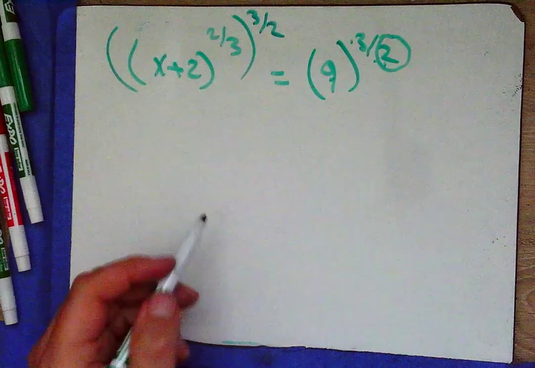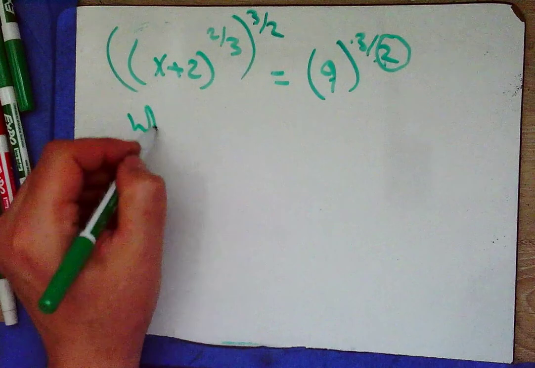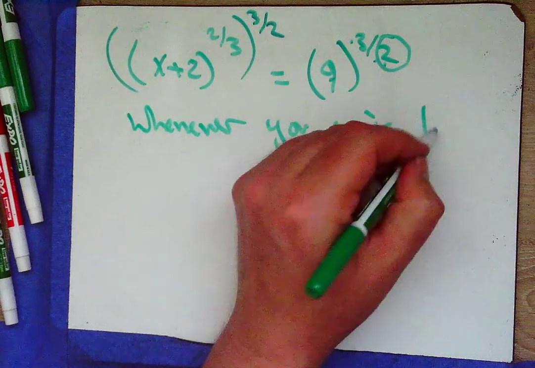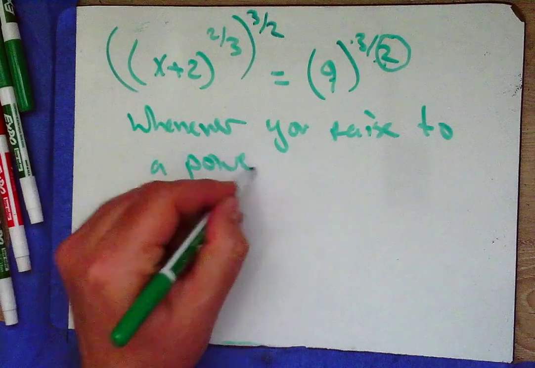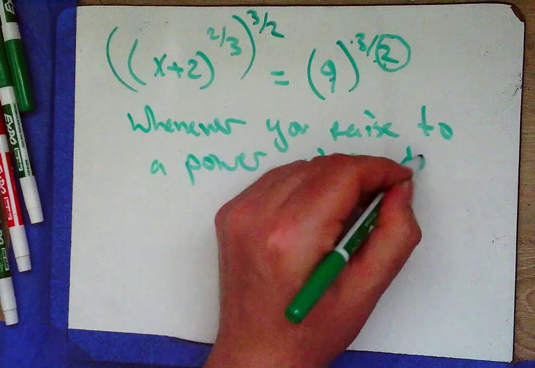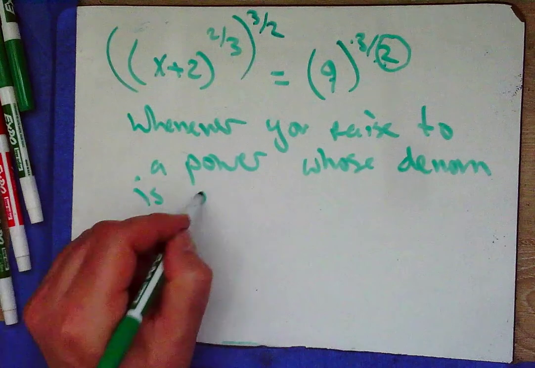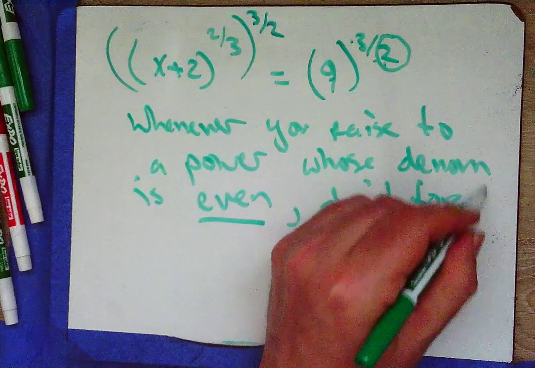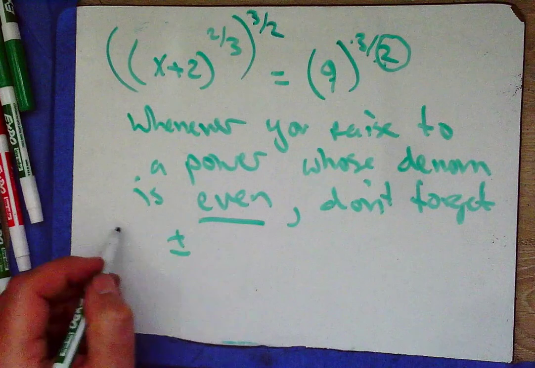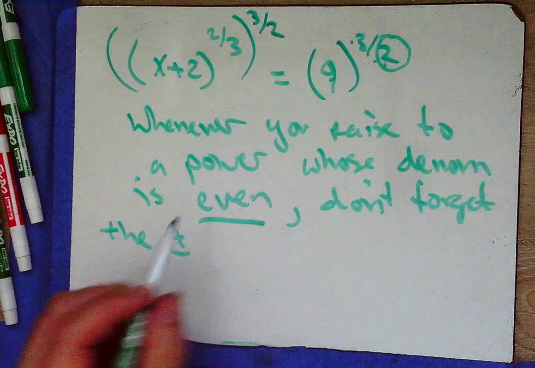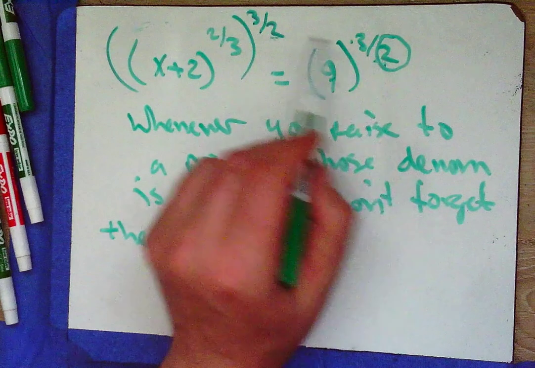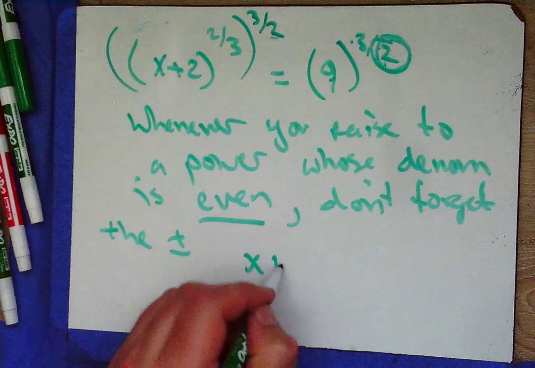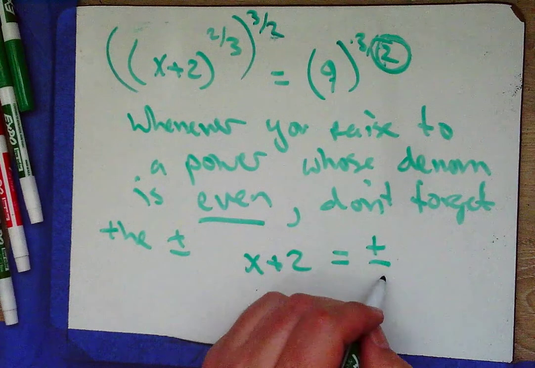So, something to watch out for here is whenever you raise to a power whose denominator is even, don't forget the plus minus. Okay, so when we raised both sides to the 3/2, our denominator was even, and that means our next step should have been plus and minus.